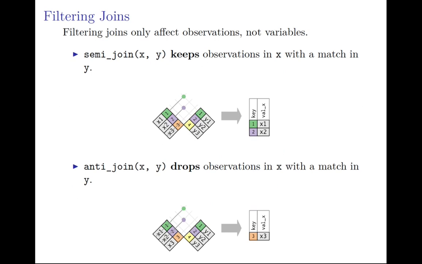And so the second type of join is a filtering join. Filtering joins only affect observations, not variables. So remember, those are rows, not columns. We have two types of those. Semi-joins keep observations in X with a match in Y. So here you can see that X1 and Y1 match and X2 and Y2 match, but X3 and Y3 don't. And so what you're left with is X1, X2. And then anti-joins drop observations in X with a match in Y. So here we have left only that X3 row.